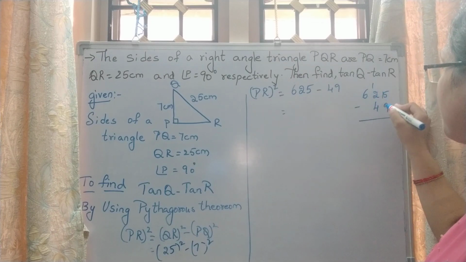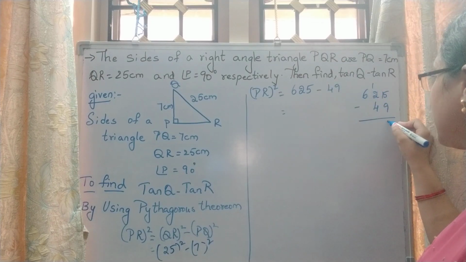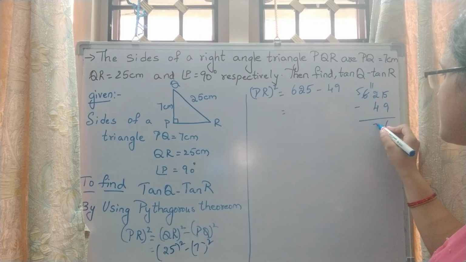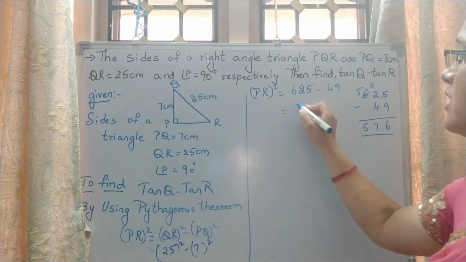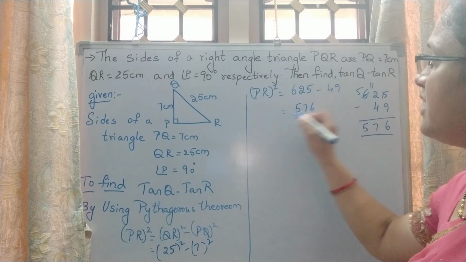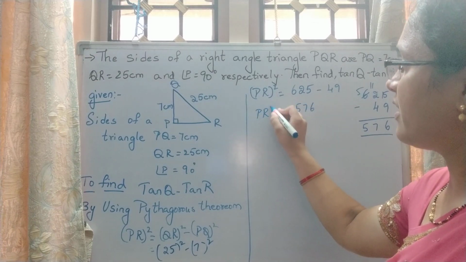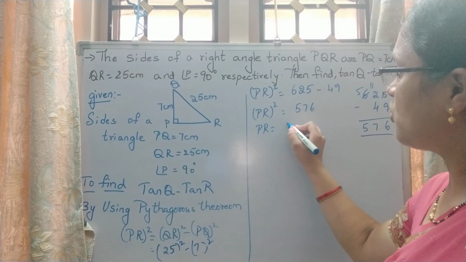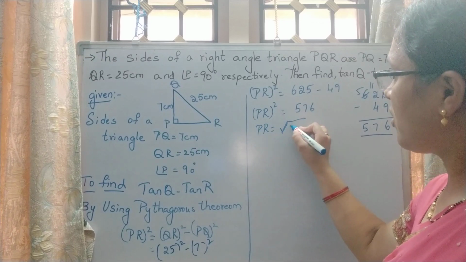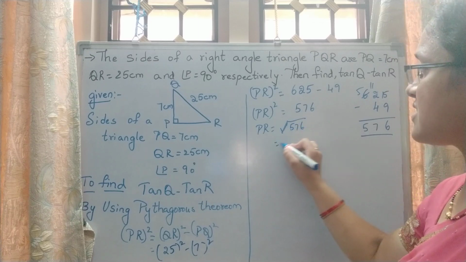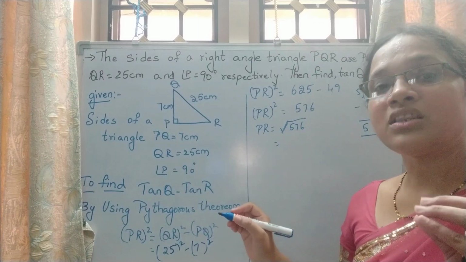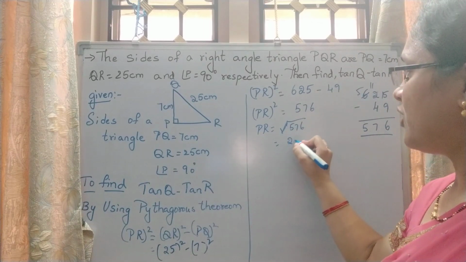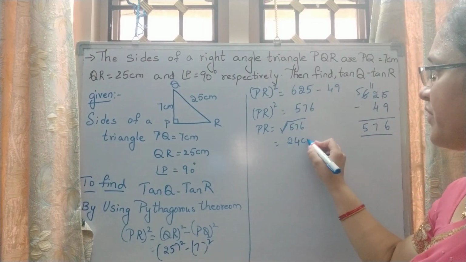So 15 minus 9 is nothing but 6. And this becomes 5 and this becomes 11. It becomes 7 and 5. So 576. That is PR square is 576. So PR is equal to square root of 576, which is 24. Okay, you can check it, children. It is the square of 24.